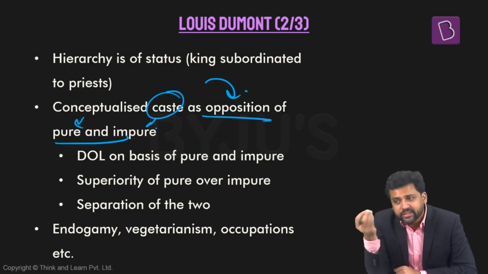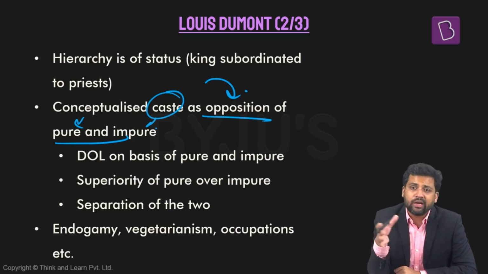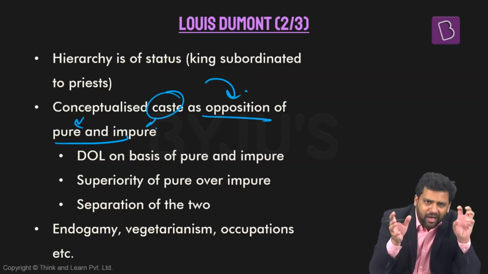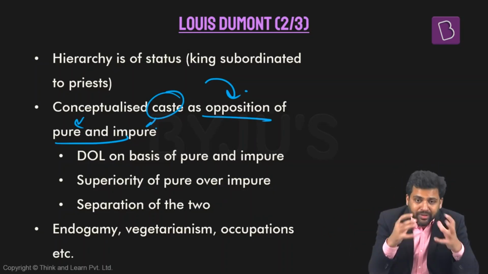Certain kinds of occupation are considered to be pure. Certain kinds of occupations are considered to be impure. Teaching, all these things can be considered pure, while manual scavenging, leather tanning, all these things are considered to be impure. Right? So at the root of caste system is how can you separate the pure from impure? So there is mutual opposition between pure and impure, and the caste system ensures that things, practices which are pure are kept apart from those things which are impure. So that forms the basis of the caste system.